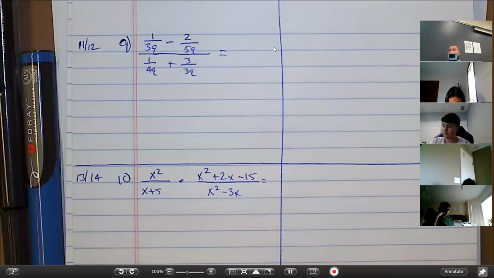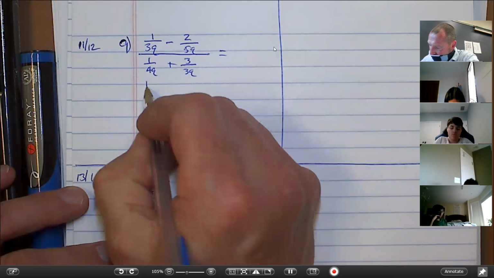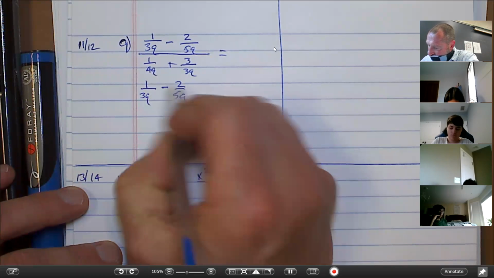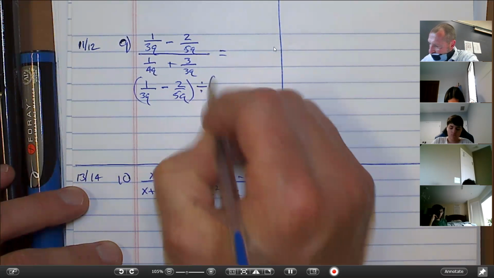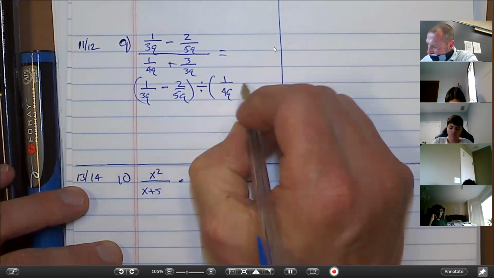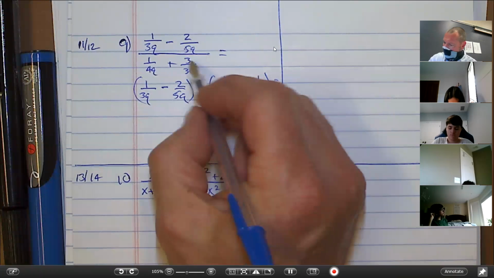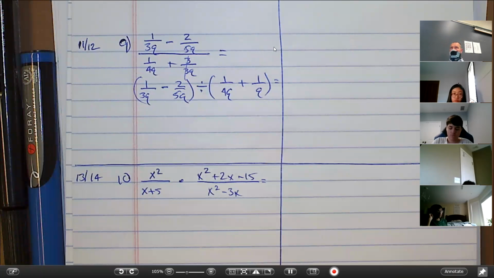All right, the first one is a complex fraction. And when I do a complex fraction, at least one method that I would probably rather use is rewrite it this way. 1 over 3q minus 2 over 5q divided by 1 over 4q plus 1 over q. Now, I'm like, wait, what happened here? Well, I saw that these threes just canceled, so let's just cancel them now and make it easier. So as long as that's okay with you, I just made that last fraction there a little simpler.